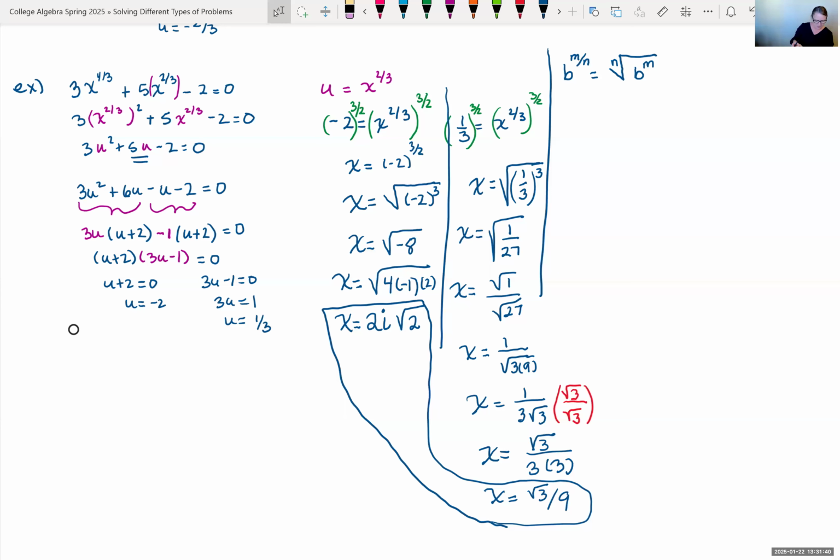That last problem did say find the real solutions of each equation, so we would have excluded that imaginary number as a solution when we typed it into MyLab and Mastering.